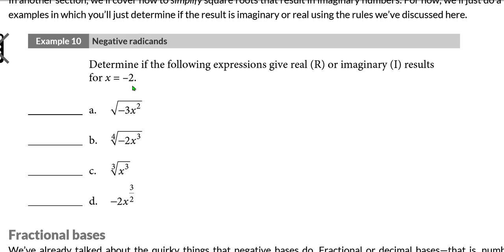So what we are doing here is we're going to write down R or I depending upon whether we're getting real or imaginary results. For x is negative 2, when negative 2 goes into this radicand, we get negative 3 times negative 2 squared. Negative 2 squared is 4, and negative 3 times 4 is negative 12. So we are taking the square root of negative 12. Remember, there is an unwritten 2 in here. That is an even index. Square rooting a negative number will result in an imaginary number, so that will give us an imaginary result.